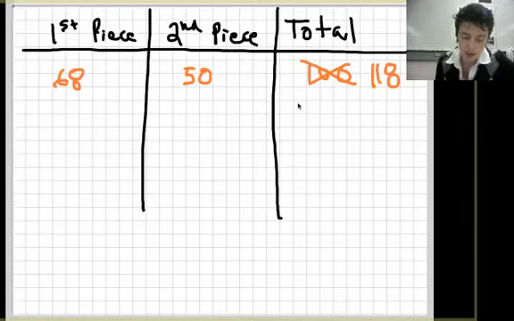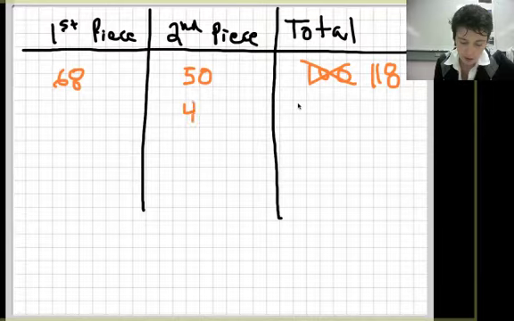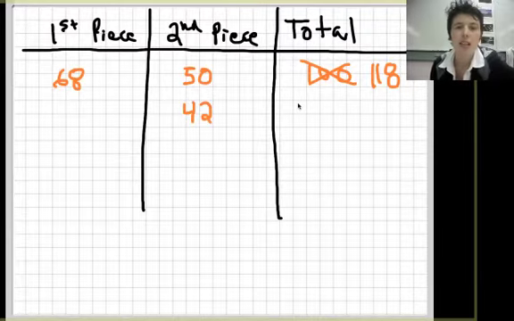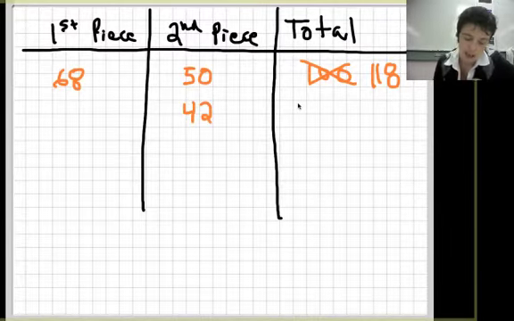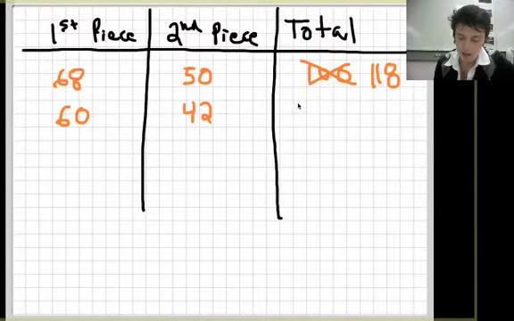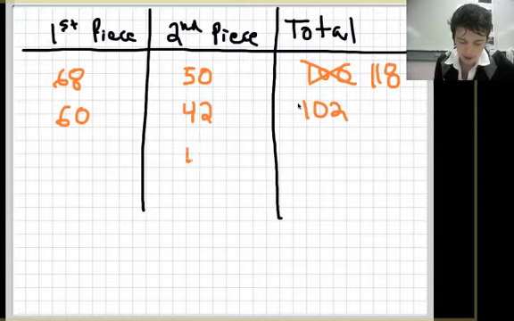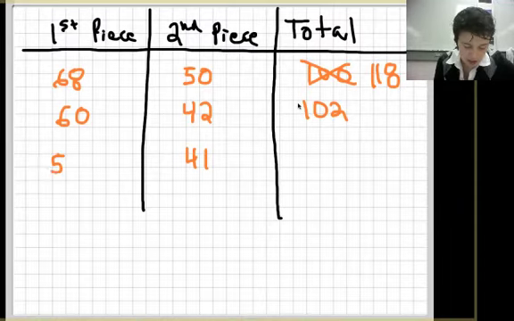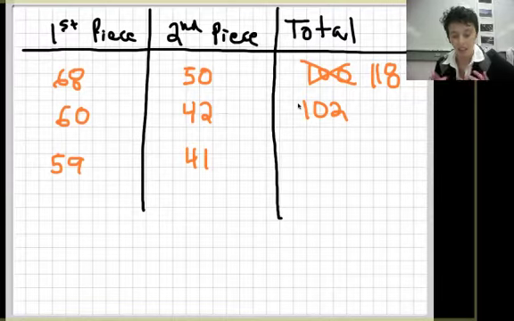So let's guess something smaller, like how about 42? What is 18 plus 42? So 18 plus 42 is going to be 60. And 60 and 42 add up to 102. So close, really, really close. So let's try another number here. Let's try 41. 18 plus 41, that'd be 59. And 59 plus 41 added together is 100.